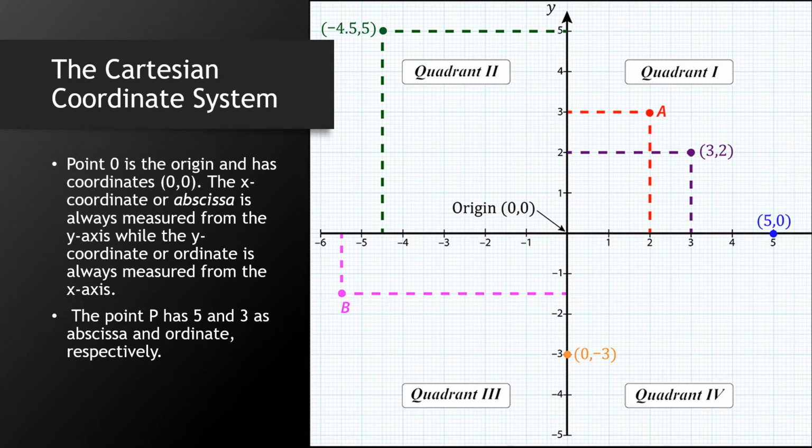In this figure, we have the Cartesian coordinate system, also called the rectangular coordinate system. Point O, or point 0, is the origin and has coordinates 0, 0. The x-coordinate, or abscissa, is always measured from the y-axis, that is, the distance of a point from the y-axis, using the y-axis as the reference, while the y-coordinate, or ordinate, is always measured from the x-axis, or the distance of the point from the x-axis perpendicularly. The point P has 5 and 3 as abscissa and ordinate respectively.